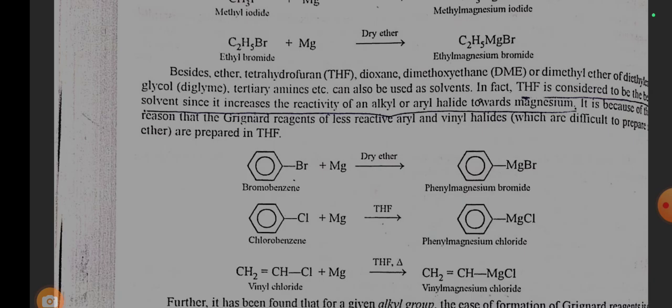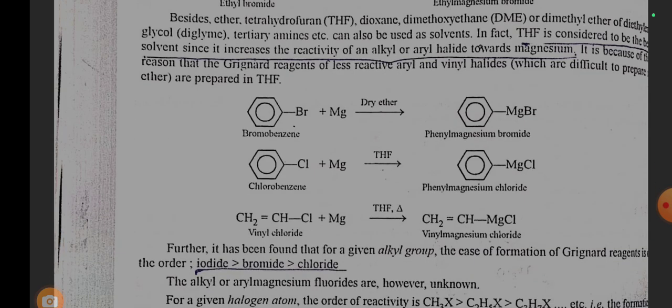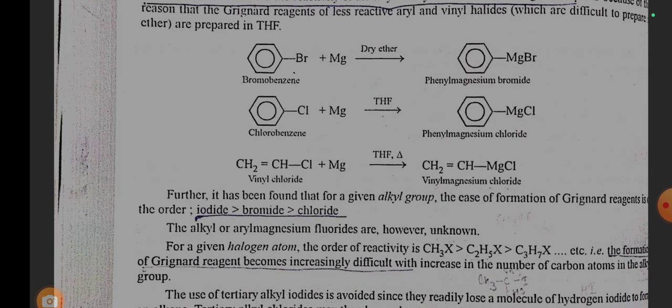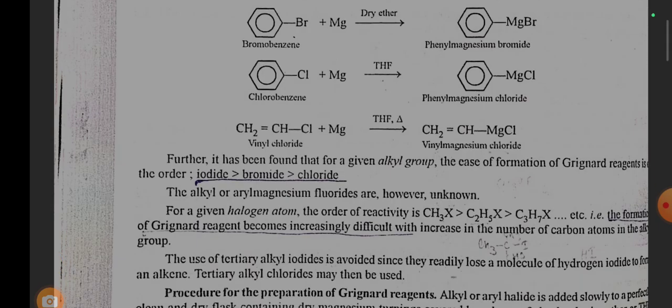In fact, THF is considered to be the better solvent since it increases the reactivity of an alkyl or aryl halide towards magnesium. It is because of this reason that the Grignard reagents of less reactive aryl and vinyl halides, which are difficult to prepare in ether, are prepared in THF. Bromobenzene plus Mg in presence of dry ether gives phenyl magnesium bromide. Chlorobenzene plus Mg in presence of THF gives phenyl magnesium chloride. Vinyl chloride plus Mg in presence of THF and on heating gives vinyl magnesium chloride.